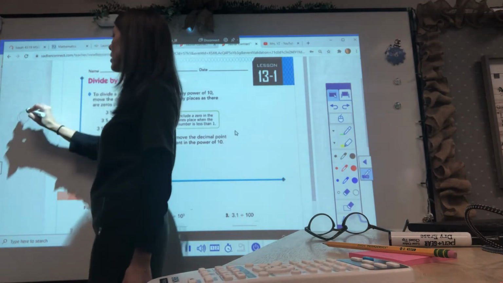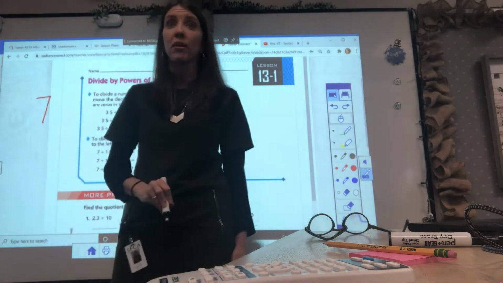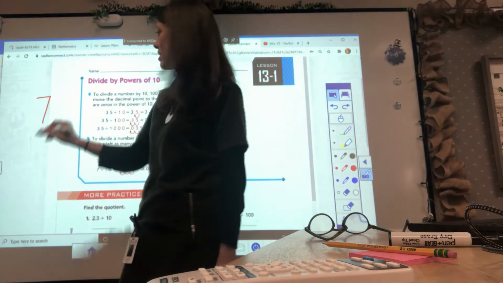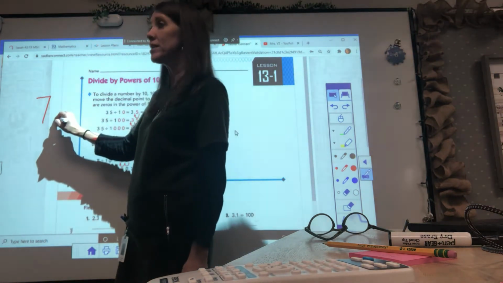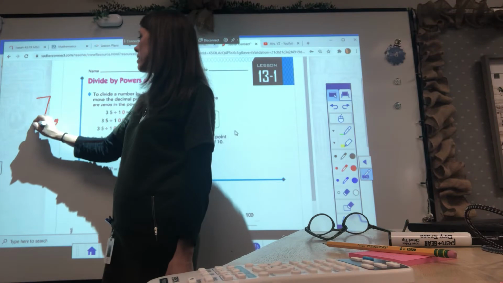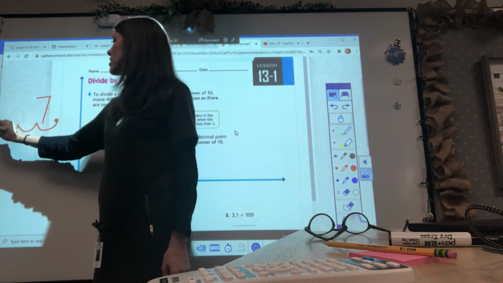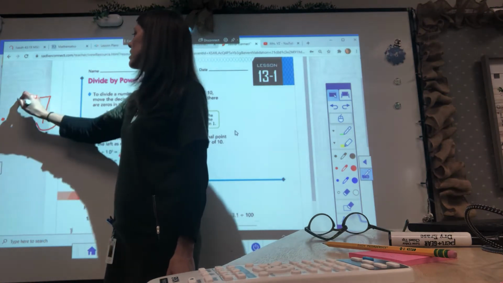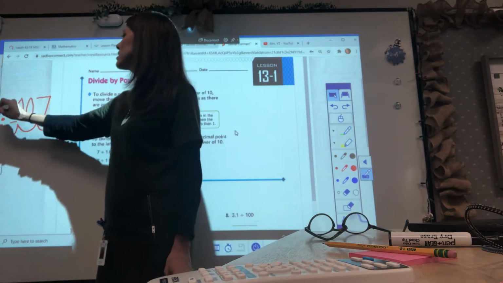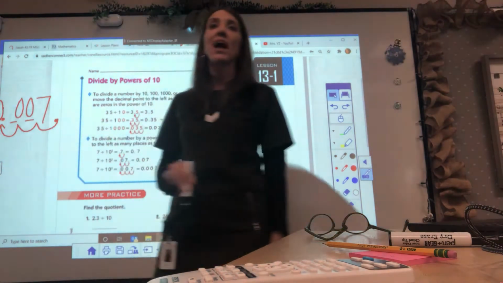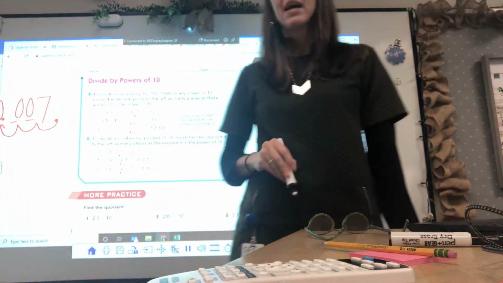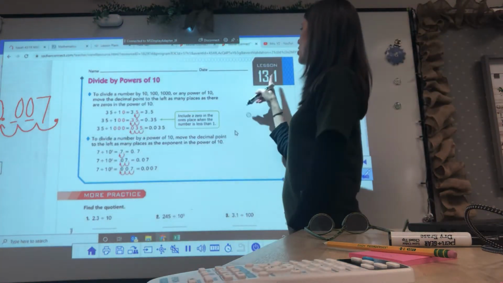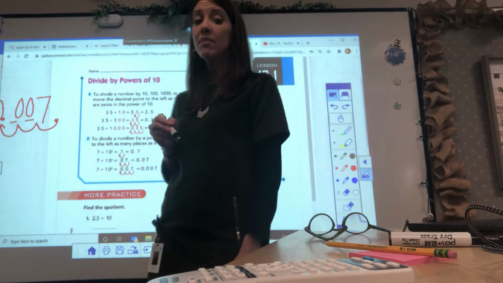So let's just look at that quick. If we have 7, it's a whole number. Where's the decimal point right now? Right here. If I move it over 3 times, 1, 2, 3, the decimal point goes over here. Well, what goes in these 2 blank spots right here? Zeros. So our answer would be 0 and 7 thousandths. All right? That's our quick review of 13-1.